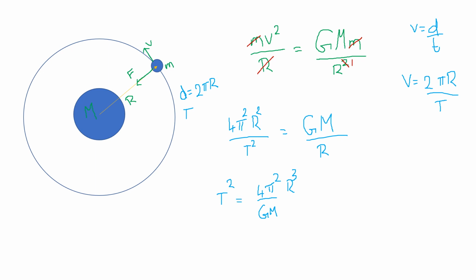You can see that 4 pi squared divided by GM is a constant, right? So we can say T squared is equal to some constant k multiplied by r cubed. This is the same thing as saying that the orbital time period squared is directly proportional to the cube of the orbital radius. And this is Kepler's third law.